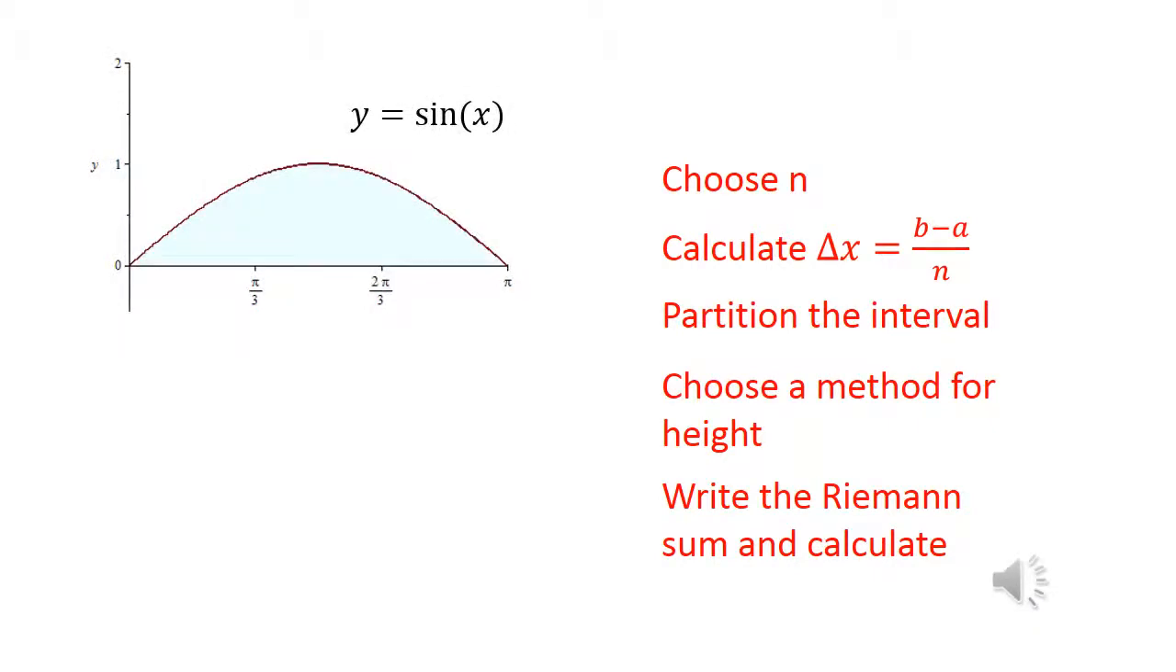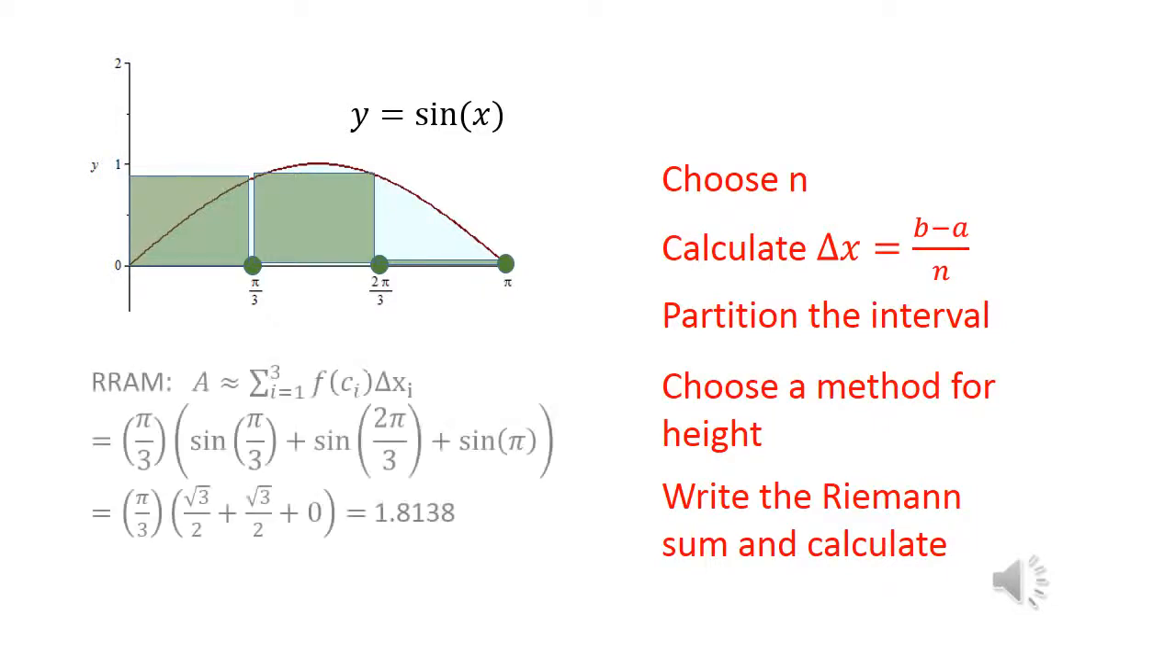The right rectangular area method is very similar, except that our c sub i's are chosen on the right of each subinterval. So they are pi over 3, 2 pi over 3, and pi. Since the delta x is the same for each subinterval, it makes sense to factor that out of the computation, and I've done so in this one.